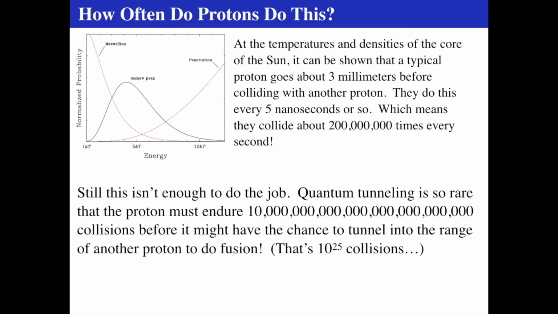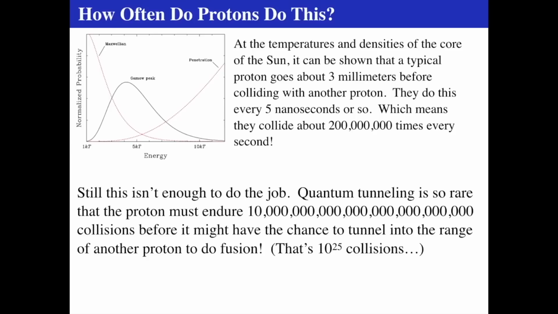So how often do they actually get there? How tiny is that chance? Okay. So at the temperatures and densities in the sun, and you can actually calculate it out, we find that a proton, as it's whizzing around at the temperatures of 10 or so or 15 million Kelvin, goes about 3 millimeters before it collides with another proton. It's a very short distance. And they do that every 5 nanoseconds or so. So a typical one collides almost 200 million times every second.